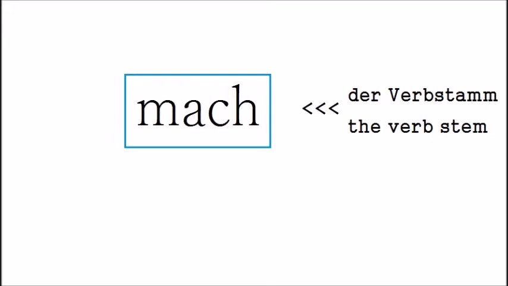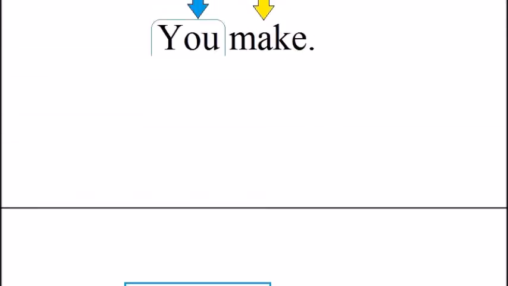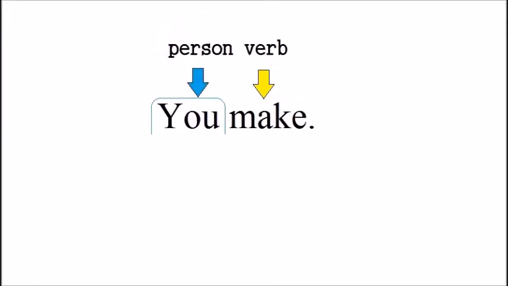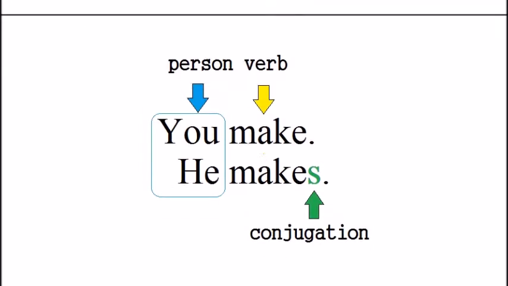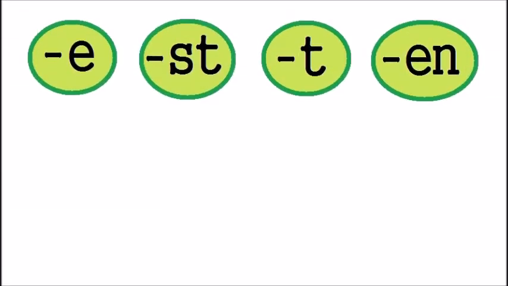Like most European languages, German has conjugation, which means that the verb has an ending relative to the person. You know this from English, where you say you make, but he makes. This s is the conjugation. German has 4 endings to remember: e, st, t, and en.